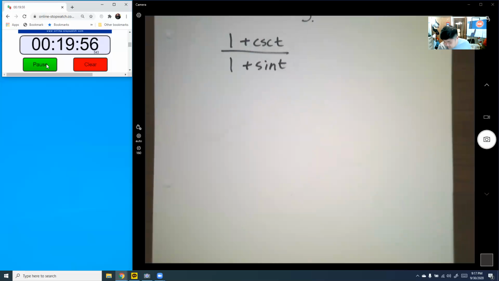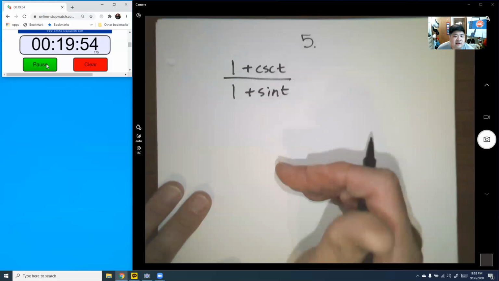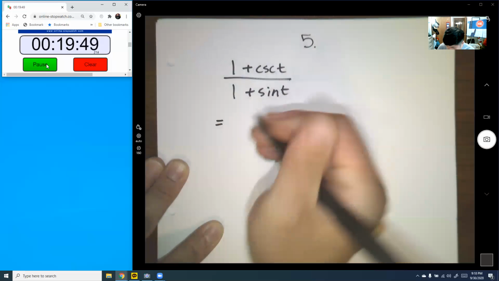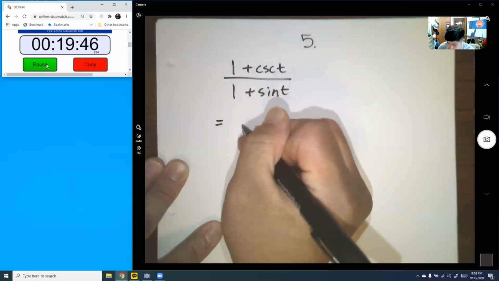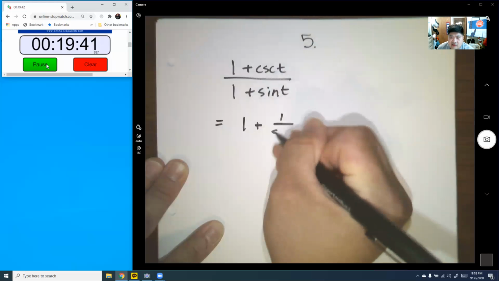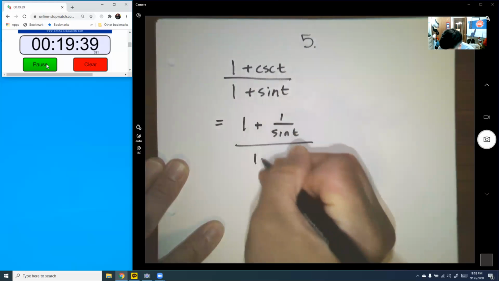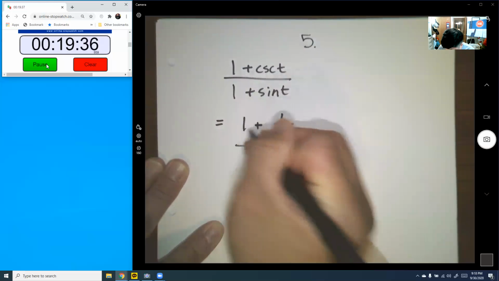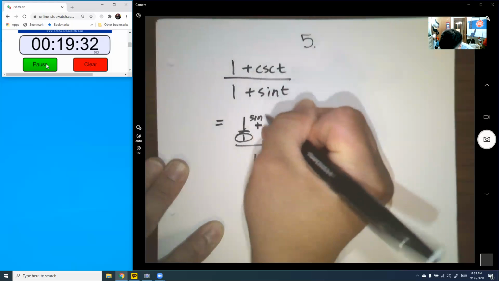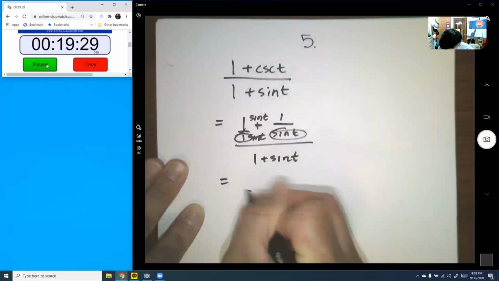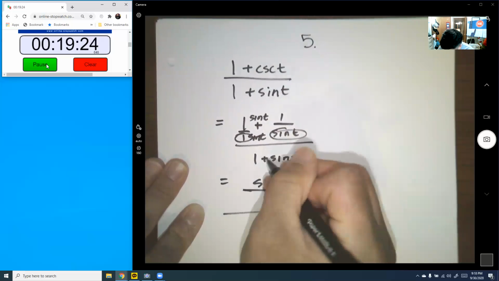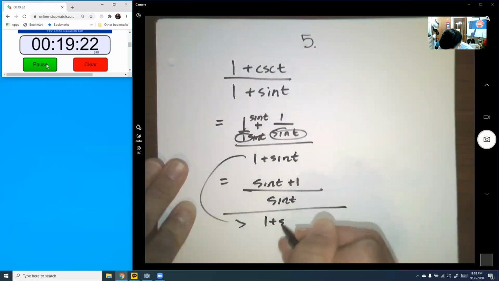All right, number 5, 1 plus cosecant of t over 1 plus sine of t. So I'll rewrite the cosecant of t to just be 1 over sine of t, and then this is all over 1 plus sine of t. And then I'll rewrite this 1 as 1 over 1 and find the common denominator in this numerator of sine of t over sine of t. So then I have in the numerator sine of t plus 1 over sine of t all over this denominator still of 1 plus sine of t.